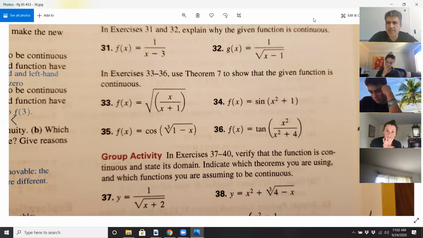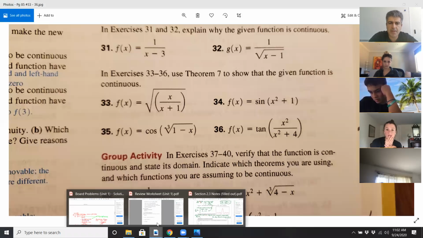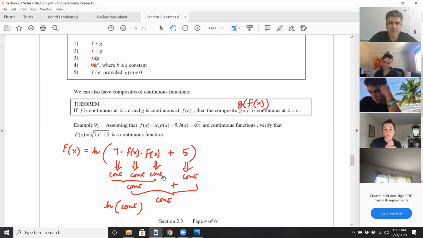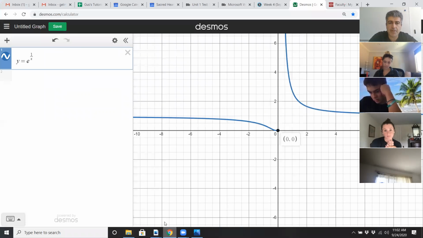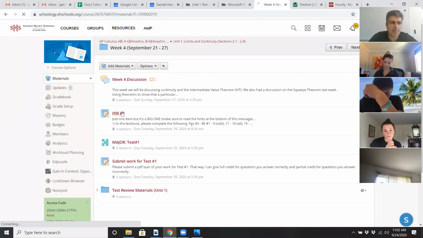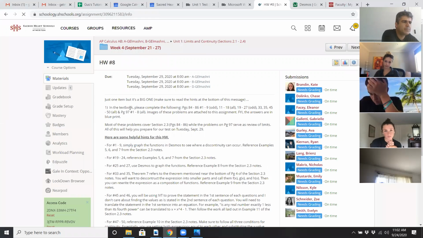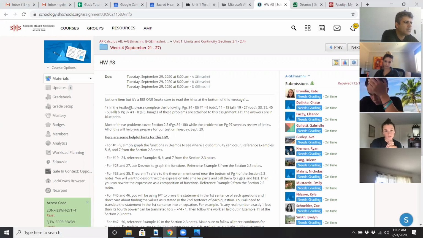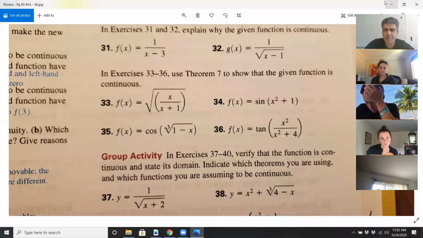I probably won't ask this on our test because it's a little too open-ended, but we did have this in the lecture notes. Right here, example 9, and I did reference that. So remember, in Schoology, I did provide hints to help you out. I said theorem 7 refers to near the bottom of page 4 of the 2.3 notes, reference example 9. Again, it's open-ended. So you could say like, I don't know, hold on, it's being a little annoying. There we go.